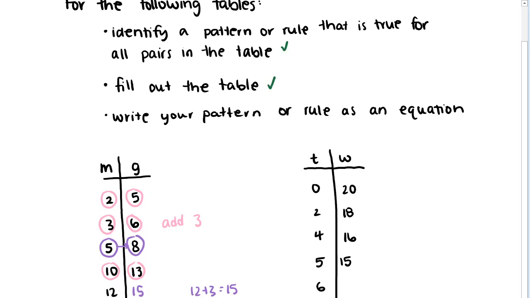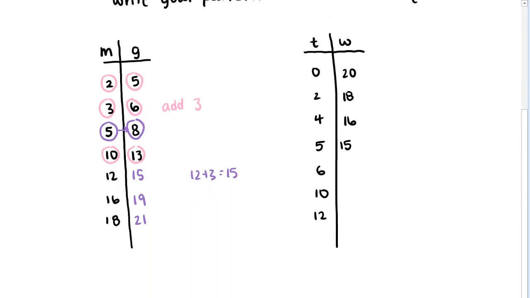We filled out the table. And the last thing we want to do is write our pattern or rule out as an equation. To make this more explicit, if I have some value for m, what would we do to this value of m to get our corresponding value of g? Well, we would take m, whatever it represents, and we would add 3 onto it, just like we did for all of the other examples. And this would be our corresponding g value.